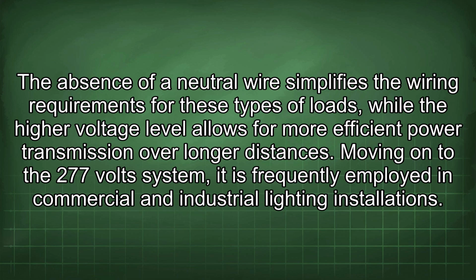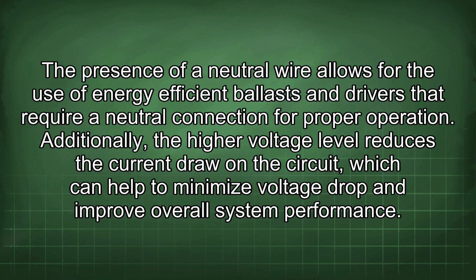Moving on to the 277 volt system, it is frequently employed in commercial and industrial lighting installations. The presence of a neutral wire allows for the use of energy-efficient ballasts and drivers that require a neutral connection for proper operation. Additionally, the higher voltage level reduces the current draw in the circuit, which can help to minimize voltage drop and improve overall system performance.